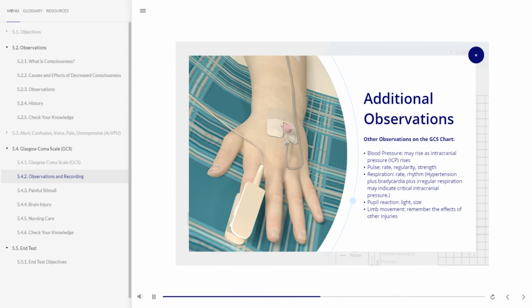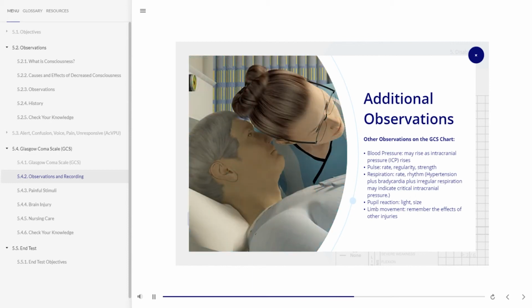A pulse rate dropping into marked bradycardia along with hypertension often indicates increasing intracranial pressure. Respiration should be evaluated for rate, rhythm, and regularity. Irregular breathing, such as Cheyne-Stokes patterns, cluster breathing, and hyperventilation may be seen. A combination of hypertension, bradycardia, and irregular respiration is known as Cushing's triad, and may indicate critical intracranial pressure. Pupil reaction has already been covered in the earlier section on observations. Remember that limb movement should always be assessed in the context of other injuries and pre-existing conditions.